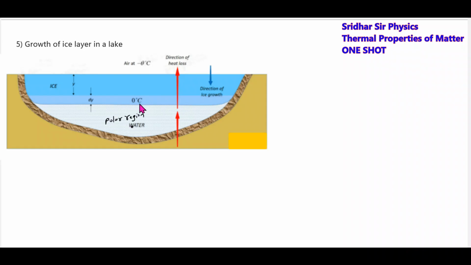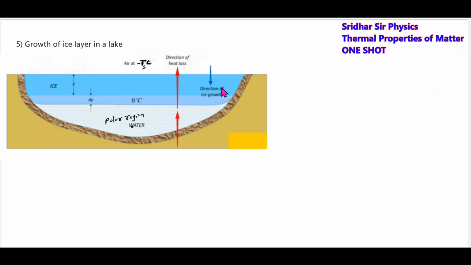In the polar region, the temperature of the water in the lake, pond, sea or ocean will be 0 degrees Celsius. As the winter rises, the temperature will fall to minus T degrees Celsius. This will make it Ts, the temperature of the surroundings. How much will it become? Minus Ts degrees Celsius. It will become minus 10, minus 15, as we know in Antarctic regions. Then the water will lose heat.